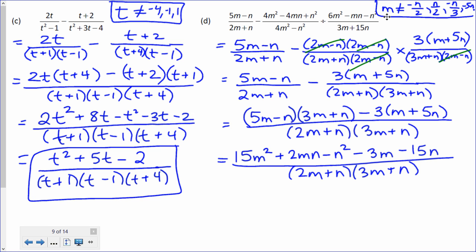Now here's the cool thing here. Are you done? Yes. Yeah, you're done. There's nothing you can do. If there had been mn's and n squareds or something here, then yes, clean it off and see if you can factor, but it's not happening here.